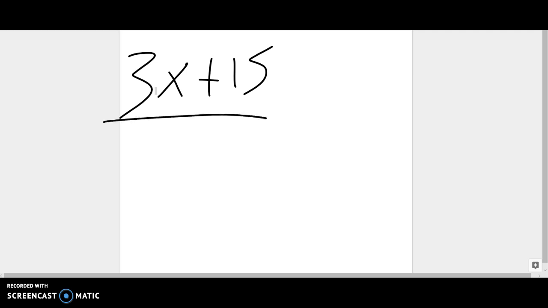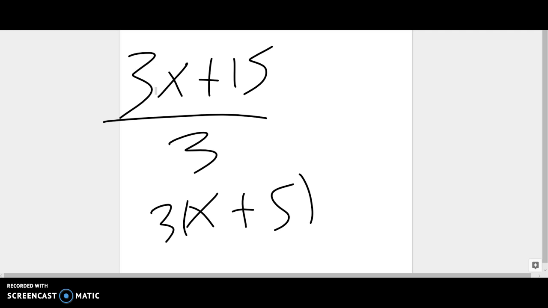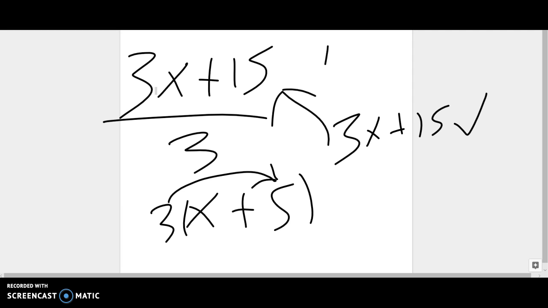So let's check. We divide out by 3, and we're left with 3 times the quantity x plus 5, which is good. Now we can check it to see if it goes back to the beginning. So we do 3 times x, that's 3x, and 3 times 5, which is 15. And that is the same as the original. Check, we're good.